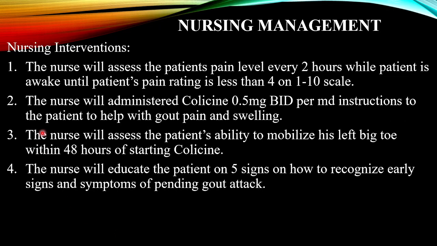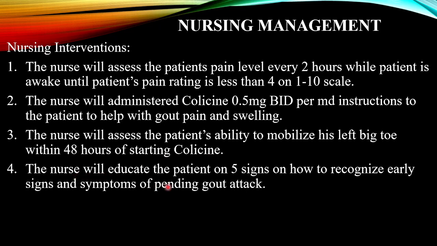Nursing intervention: the nurse will assess the patient's pain level every 2 hours while the patient is awake until the patient's pain rating is less than 4 on a 1 to 10 scale. The nurse will administer colchicine 0.5 mg BD per instruction to help with gout pain and swelling. The nurse will assess the patient's ability to mobilize his left big toe within 48 hours of starting colchicine.